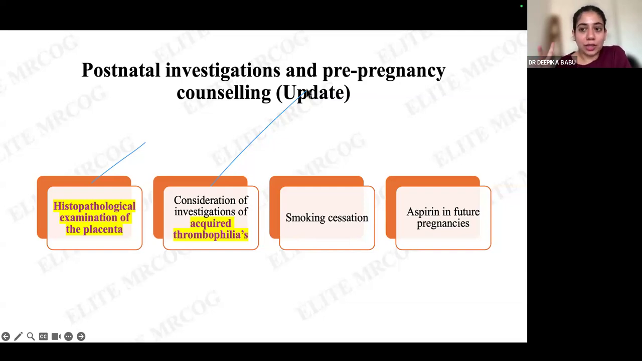And smoking cessation, they have given more importance there. And aspirin in the future pregnancy, they have given more importance. And serial growth scans, they have given more importance. I think this has remained the same from the previous guideline as well. But acquired thrombophilia and histopathological examination of the placenta, you guys have to remember. So you have to cover the future pregnancy also. This condition can come back. So booking in a consultant-led care unit, no more midwifery unit, serial growth scans, starting aspirin, following up with the acquired thrombophilia testing, and following up with the histopathological examination.